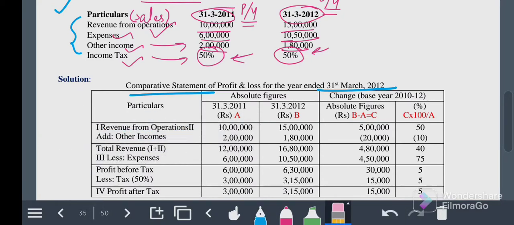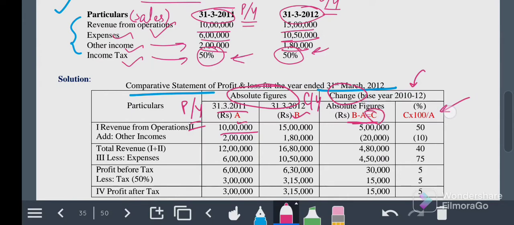Now if you see this column, you have four columns to make. The first two columns are going to have absolute figures, and the other two columns are going to have the change from the base year 2011 to 2012. In the absolute figures, columns A and B, A is the previous year and B is the current year. In the previous year we first copied what is given to us in the question. Then in the third column, we made absolute figures. We did B minus A, which gives us C.